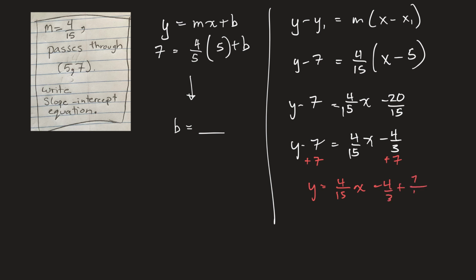Okay, 7 over 1, so I could times each by 3 to get a common denominator. So it'd be negative 4/3 plus 21/3.